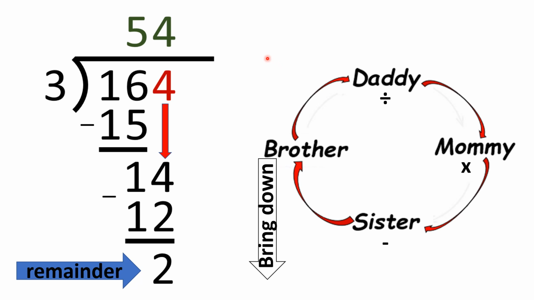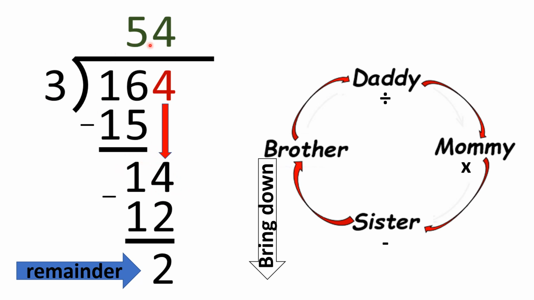In this example, we are going to divide 165 by 3. Follow as we divide 164 by 3. Remember the steps from division, multiplication, subtraction, then you bring down the last number. 16 divided by 3 is 5. 5 times 3 is equal to 15. Then 16 minus 15 is equal to 1. Then bring down 4. We have now 14.